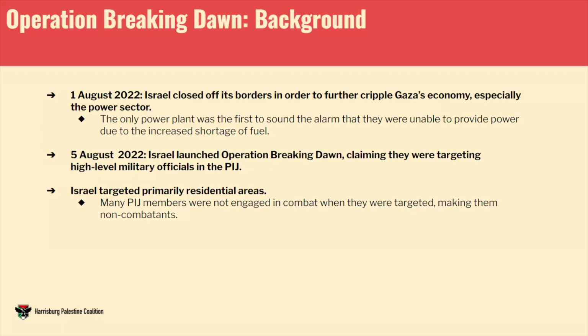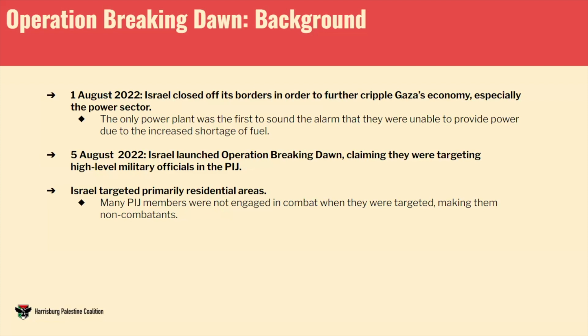But what did we just talk about? What did they target? All neighborhoods and residential areas. So Israel targeted primarily residential areas. Many PIJ members were not engaged in combat when they were targeted, making them non-combatants. They were at home with their families. So even if they were combatants at that time, being at home with your family, and also that ties back into our conversation about human shields. So then Israel would say, well, they're using human shields. But does being with your family mean that they're instantly human shields?